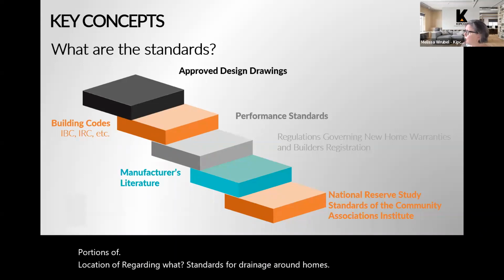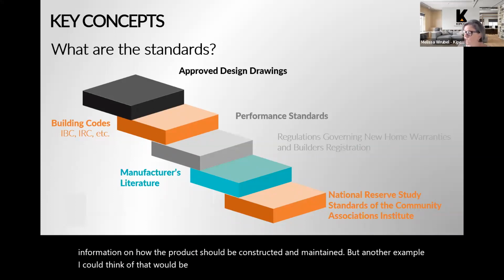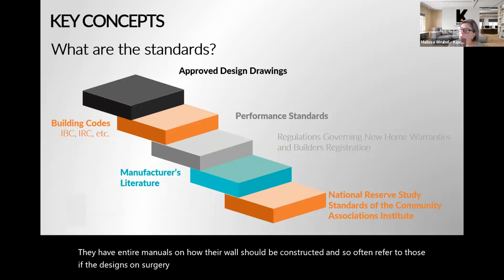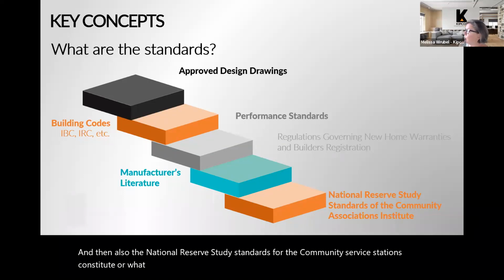Another standard we might use is manufacturer's literature, and I touched on that earlier. Many manufacturers put out very specific information on how their product should be constructed and maintained. Another example I can think of is segmental retaining walls. There's Allan Block and Keystone block, and they have entire manuals on how their wall should be constructed. We'll often refer to those if the design drawings are very vague. And then also the National Reserve Study Standards of the Community Associations Institute are what we use as the standard for the reserve studies that we're preparing.